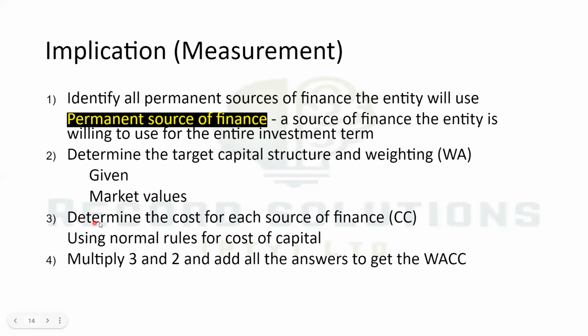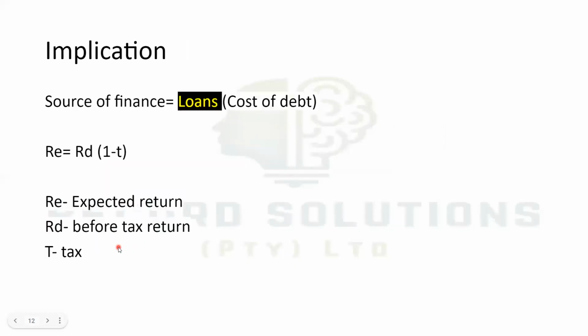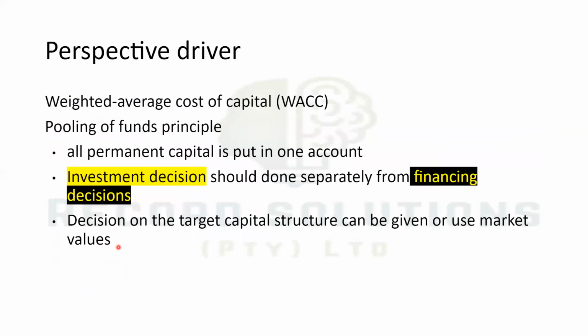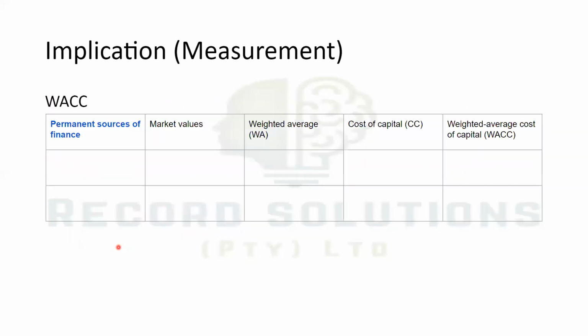The next step is to determine the cost of each source of finance. How do you determine the cost of each source of finance? You use the rules for determining the cost of capital that we have been doing here. For each source of finance, you calculate the cost of capital using the normal rules of calculating cost of capital.